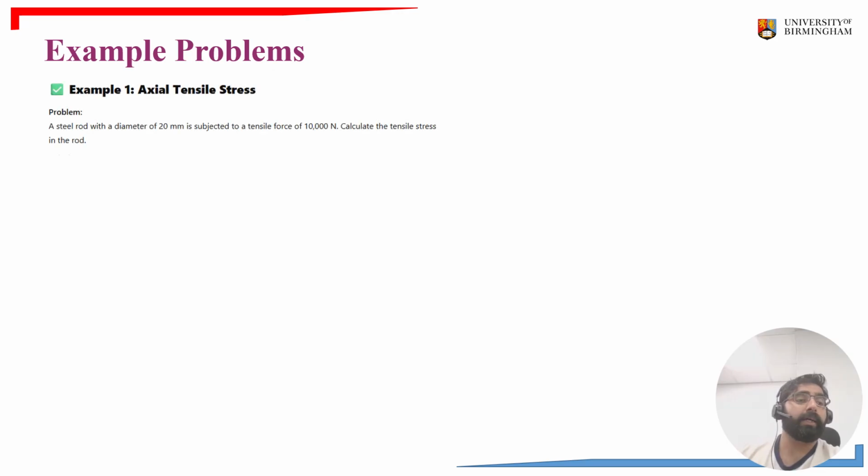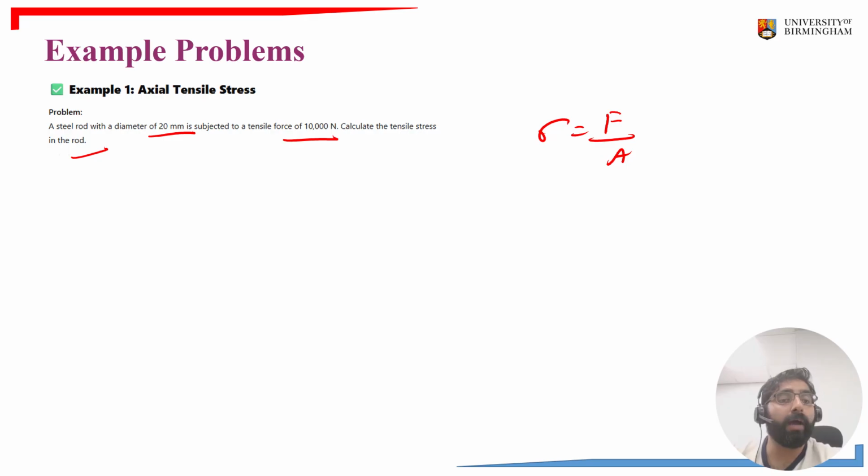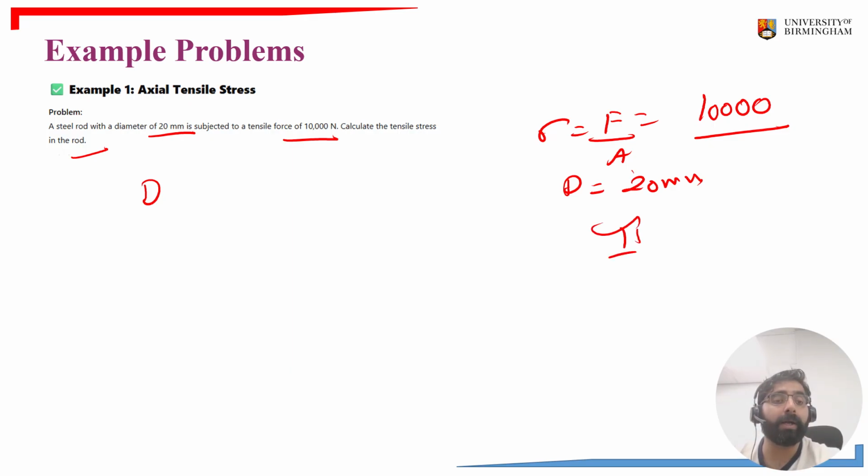Okay, let's understand how to calculate the stress with a simple example. There is a rod with a diameter of 20 mm and a tensile force of 10,000 newtons. Calculate the stress in the rod. Stress is equal to force per unit area. We have a force of 10,000 newtons. We need to calculate the area. We have diameter equal to 20 mm. The area can be calculated as pi by 4 d square or pi r square.